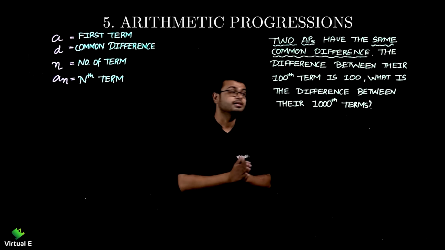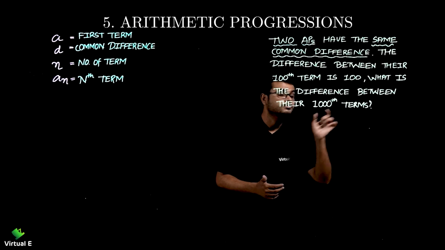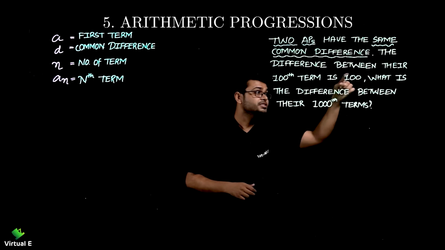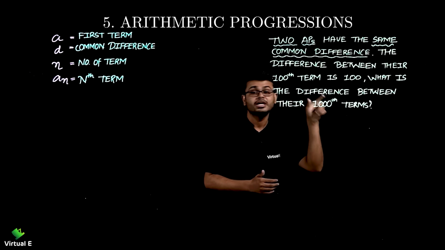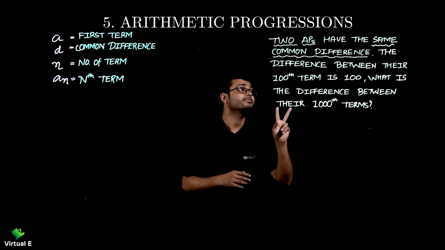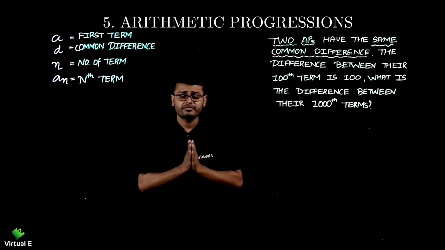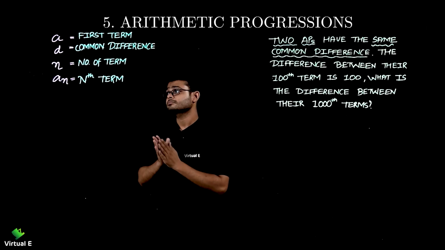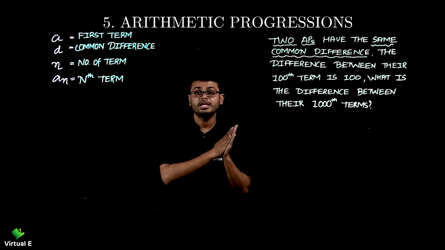Next, what do we need to find? What is the difference between their 1000th terms? Whatever information is given for the 100th term, which is 100 as the answer, the same information we need to get for the 1000th term, right? So there are 2 APs. First condition, common difference. Second condition, the relation given for the 100th term of the 2 APs, and we need to find the same relation for the 1000th term. So we are going to use this formula: a_n is equal to a plus (n minus 1) into d.